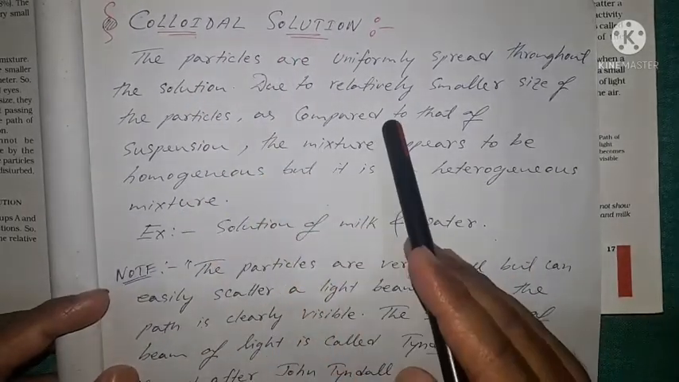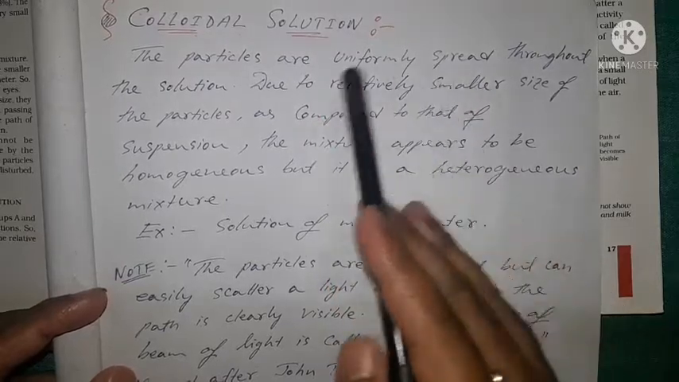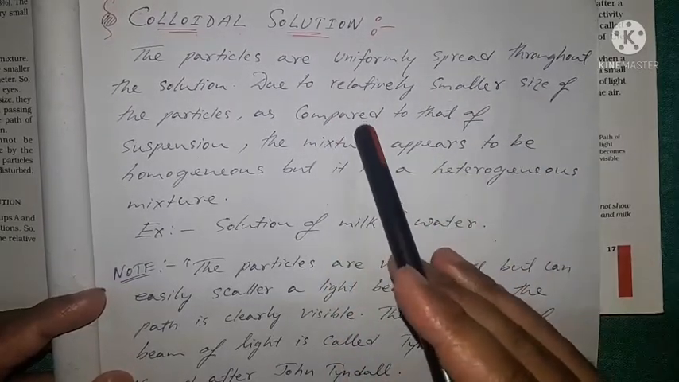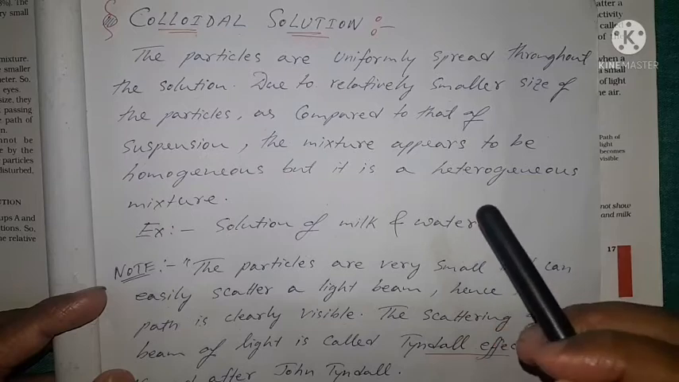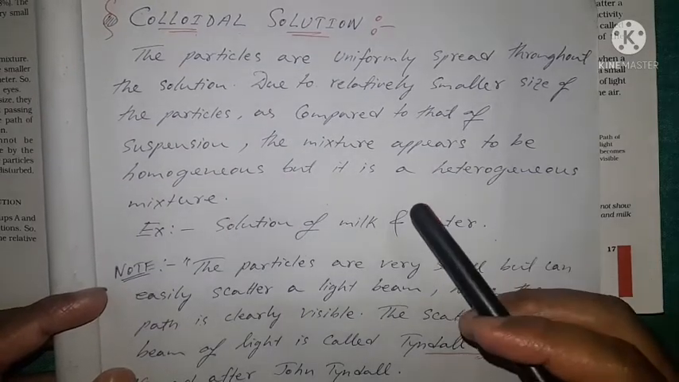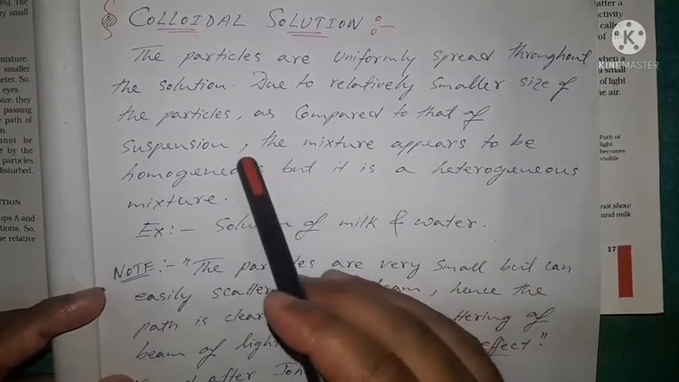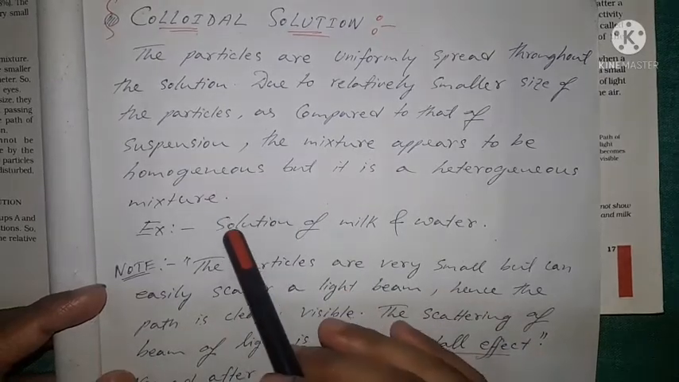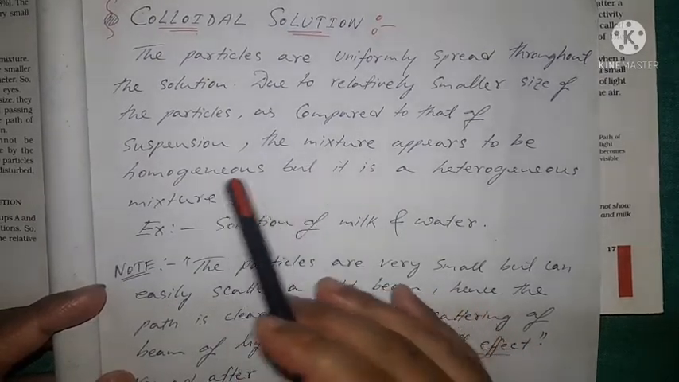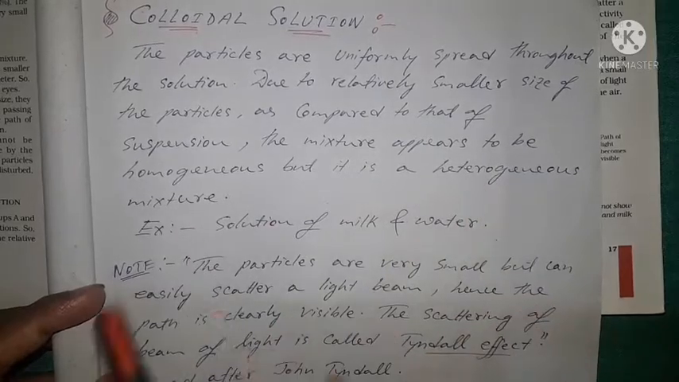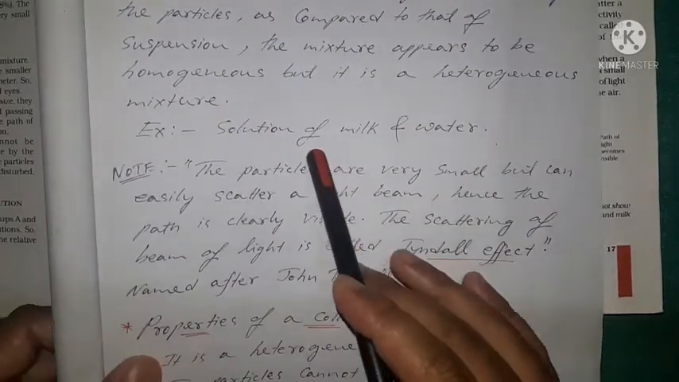In case of colloidal solutions, the particles are uniformly spread throughout the solution, and since the particles are very small in size, not visible by the naked eye, it appears to be a homogeneous mixture, but it is not a homogeneous mixture. Actually, it is a heterogeneous mixture. For example, the solution of milk and water.